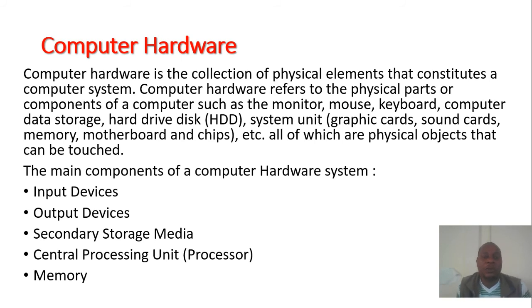Now let's move on to computer hardware. What is computer hardware? Computer hardware refers to the physical or tangible components of a computer. Those are things we can touch, like hard drives, graphic cards, sound cards, and motherboards. The main hardware components of a computer are input devices, output devices, secondary storage media, the central processing unit, and the memory.